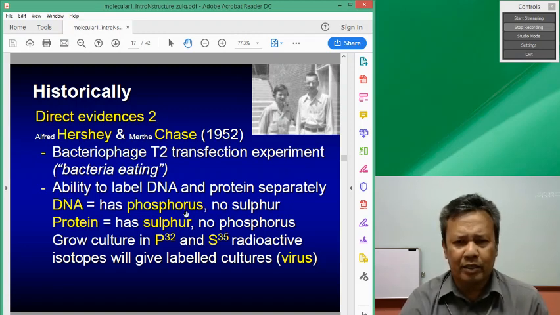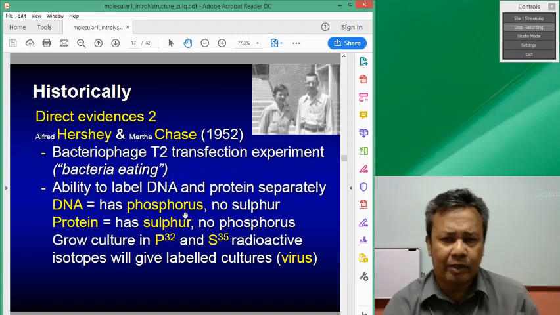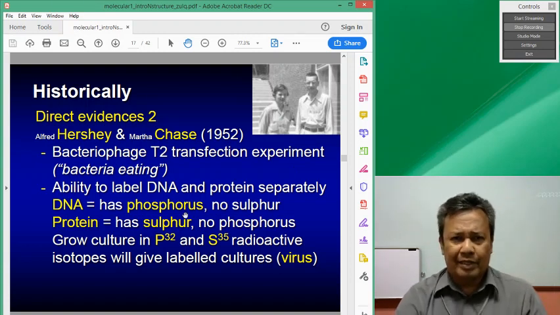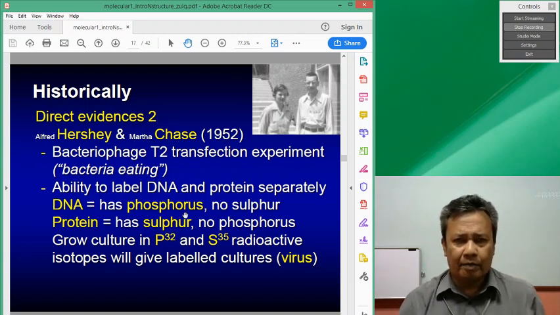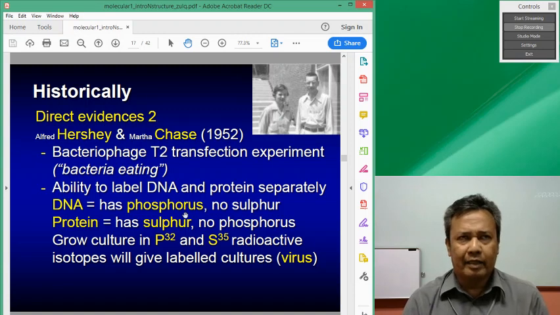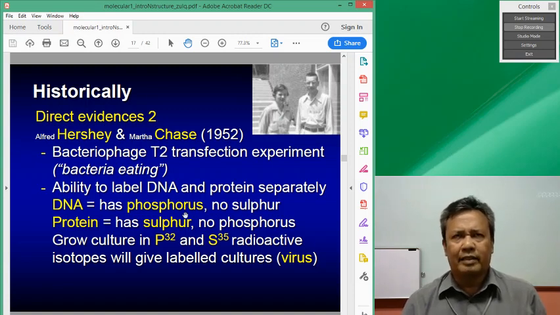In order for you to understand this experiment, you need to understand a few things. You need to understand how a bacteriophage is a virus that attacks bacteria. How does it actually infect bacteria? How does it attack bacteria?